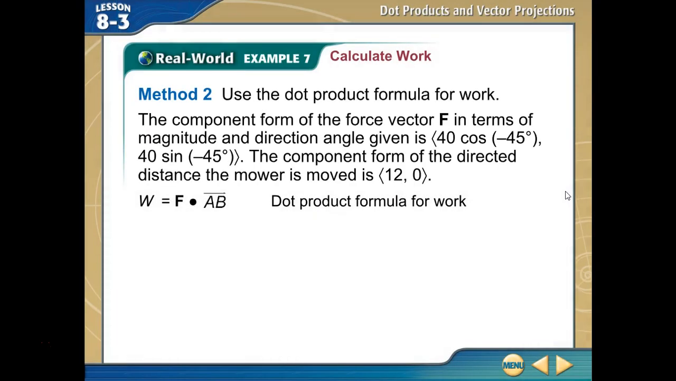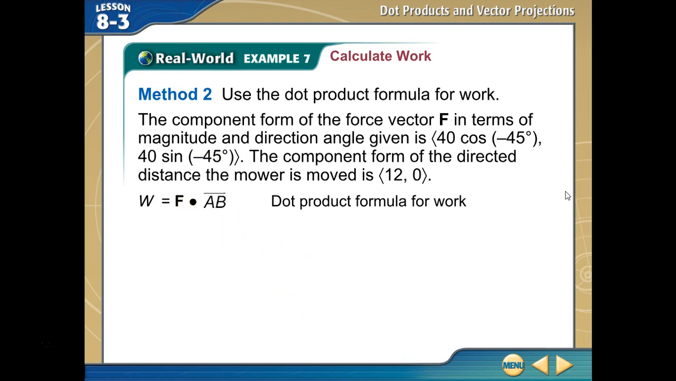All right. You could also do this by using the dot product formula for work, where you would take the force dotted with the vector. Again, to do that, we'd have to actually solve the components. So same idea: 40 cosine 45, negative 40 sine 45, and then my vector, my direction, is 12, 0. This will be easier if we have something that is going at an angle up and it's not straight horizontal or vertical. It'd be a little easier to use this formula.